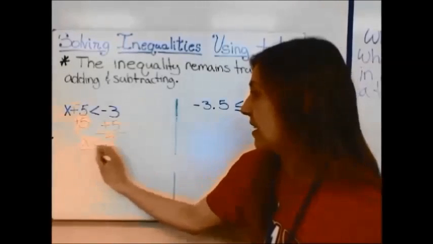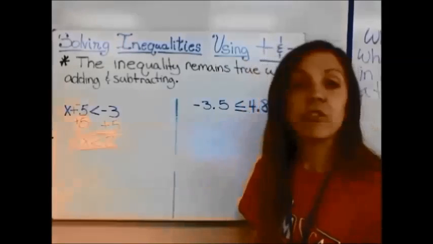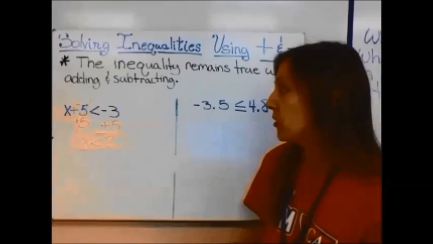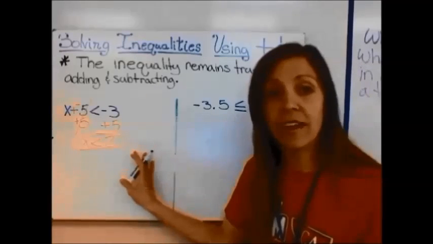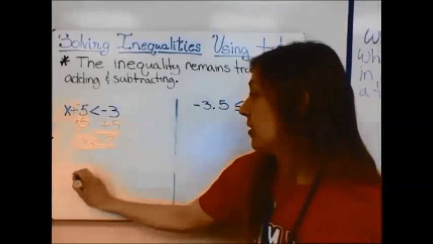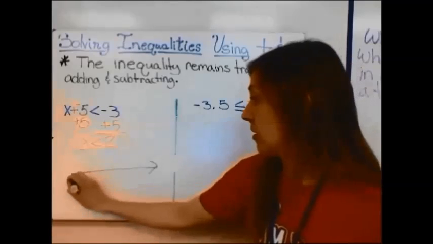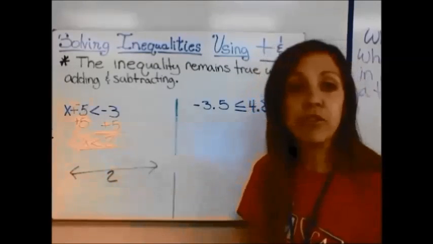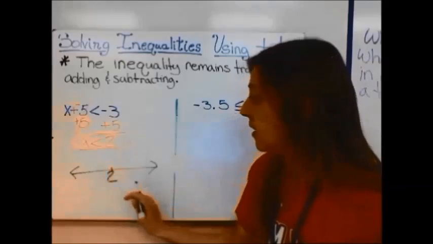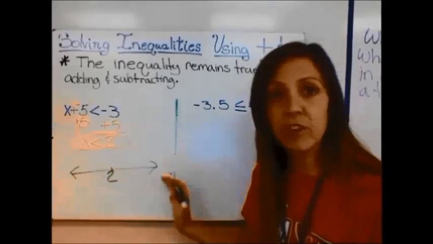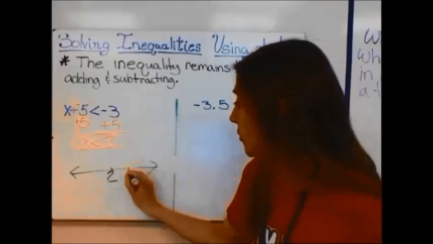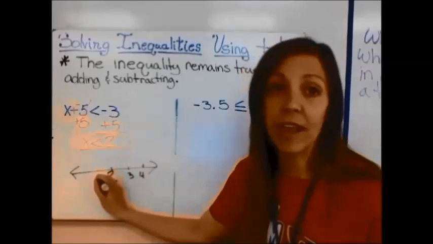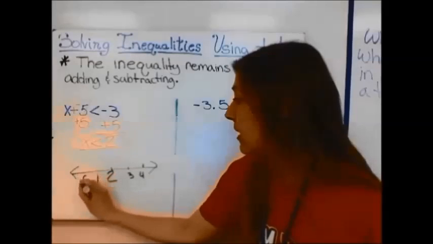x is less than 2. So x can be any value that is less than 2. So when you graph x is less than 2, you draw a number line, put 2 in the middle of your number line, right? Maybe 2 numbers that are greater than 2, so 3 and 4 to the right, and then 2 numbers that are less than 2 to the left, so 1 and 0.